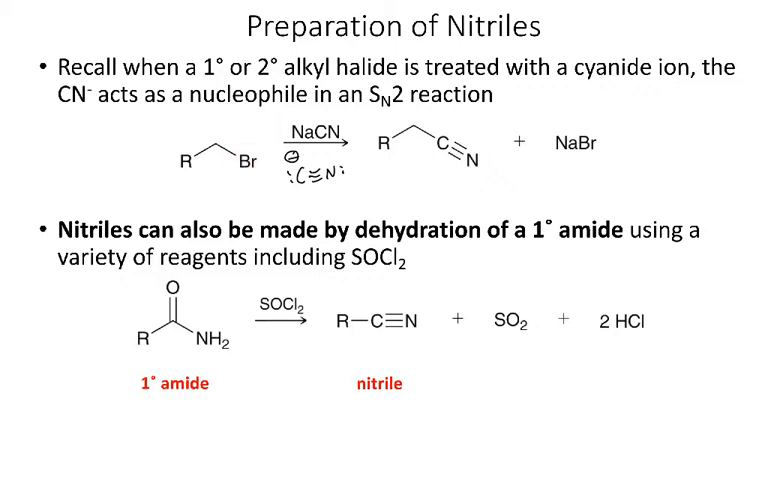Another way to make nitriles is through dehydration of a primary amide. We can use a variety of reagents for that. SOCl2 is a very common one. The book shows the mechanism if you're interested. I'm not going to ask you to know that. I would just add to your reaction list the dehydration of primary amides with SOCl2 to give us the nitrile.